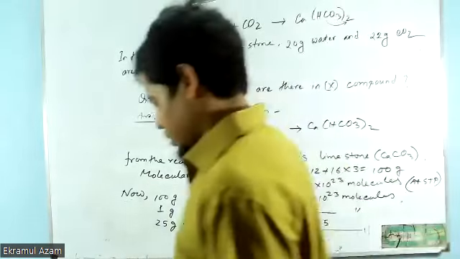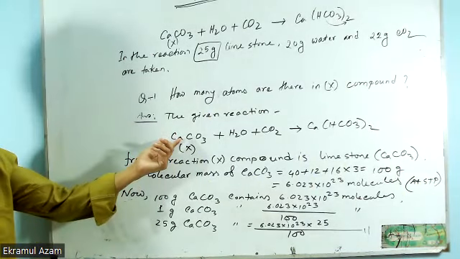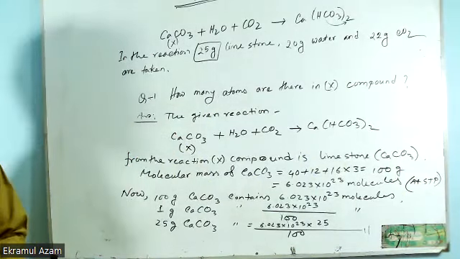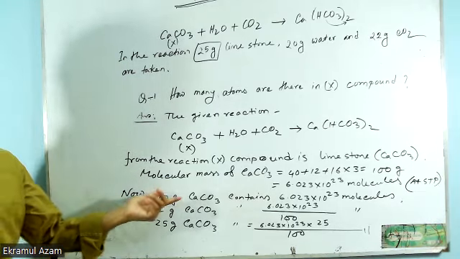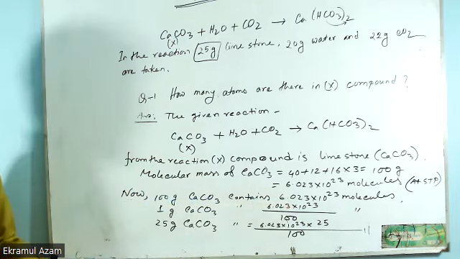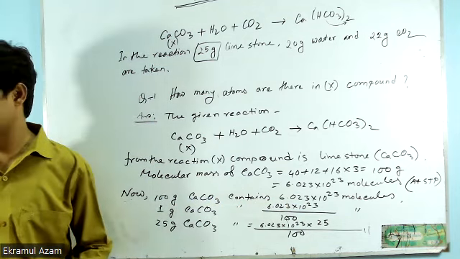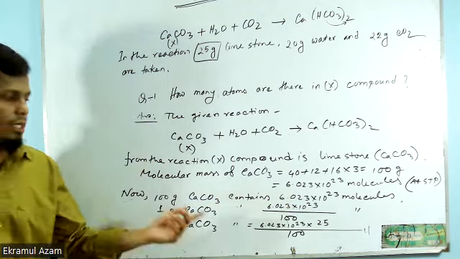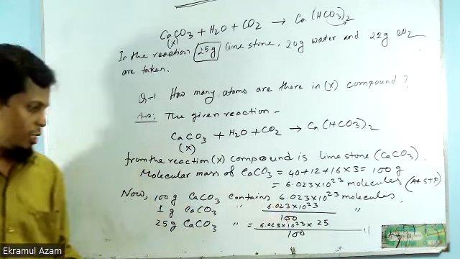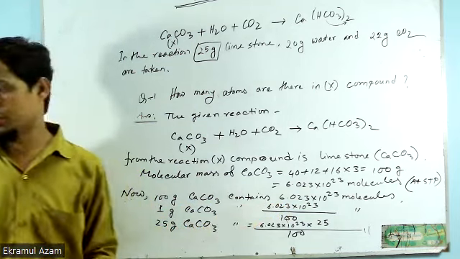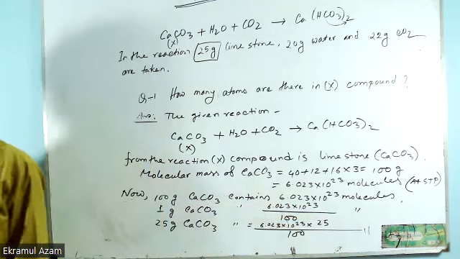Okay, according to its molecular mass number, the molecular mass of calcium carbonate is 100. So you have to write here 100 gram contains Avogadro number of molecules. Avogadro number means 6.023 into 10 to the power 23 molecules. 1 gram calcium carbonate contains Avogadro number divided by 100, and 25 gram calcium carbonate contains the same times 25. So the result will be molecules, not atoms.